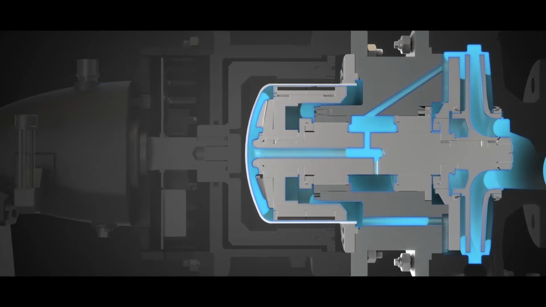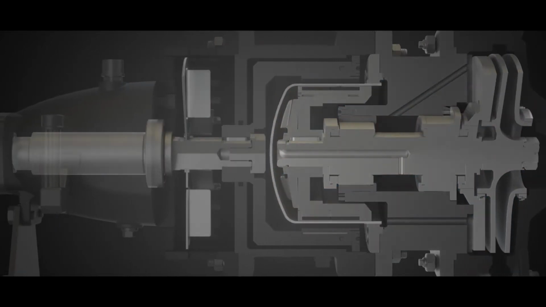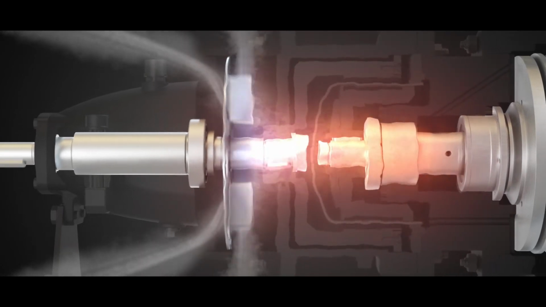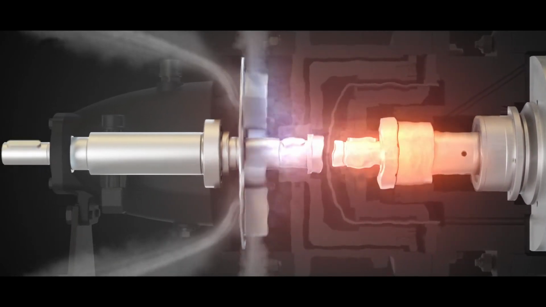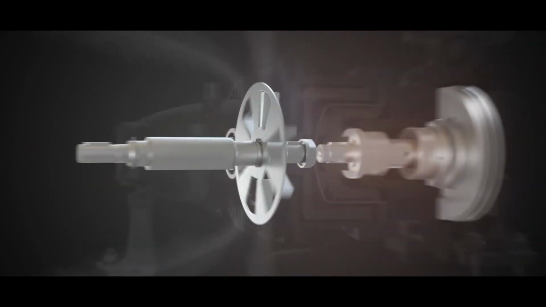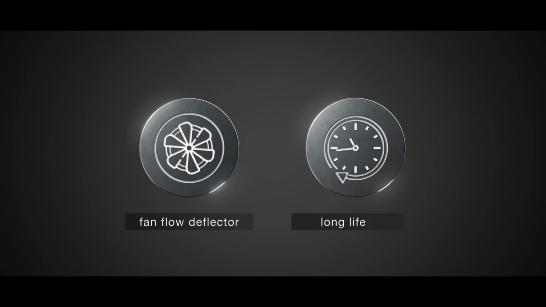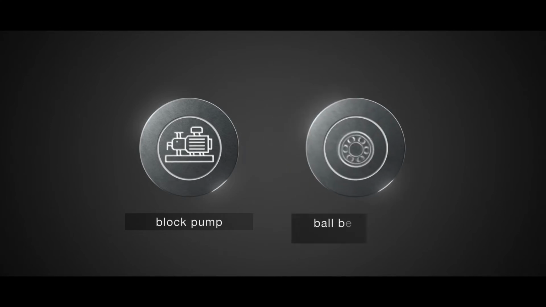here as a plug-and-play solution. The integrated fan flow deflector prevents an unacceptably high temperature on the rolling bearing. It ensures moderate rolling bearing temperatures and a long operating life. This is particularly important for heat transfer pumps in block designs in order to not overload the motor ball bearings.